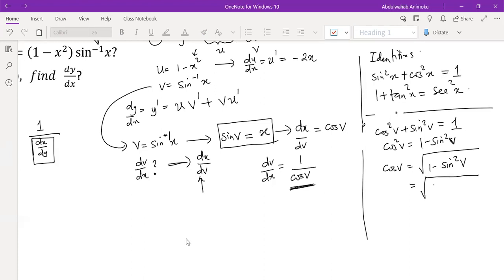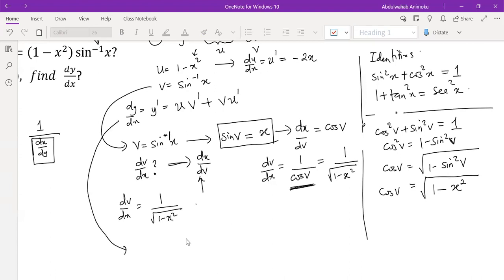So this helps us transform from cosine v to something that has to do with x. Sine v is x, so sine squared v would be x squared. Which means that cosine v is just the square root of 1 minus x squared, which gives us 1 over the square root of 1 minus x squared. So this is what dv/dx is: 1 over the square root of 1 minus x squared. Now we are ready to solve the initial problem, y prime, which is u times v prime. What is u?